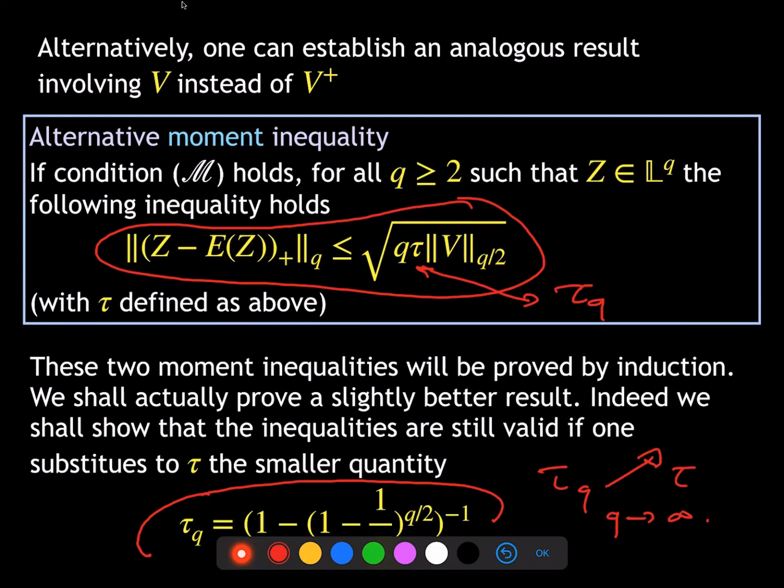We shall make the same proof for the result involving V plus and the result involving V. You shall simply use a slightly worse constant. Instead of q minus 1 and q over 2, we shall use q, which is of course larger than q minus 1 and q over 2. So there is no ambiguity. And we shall use this slightly worse induction inequality to prove the result and have a common proof.